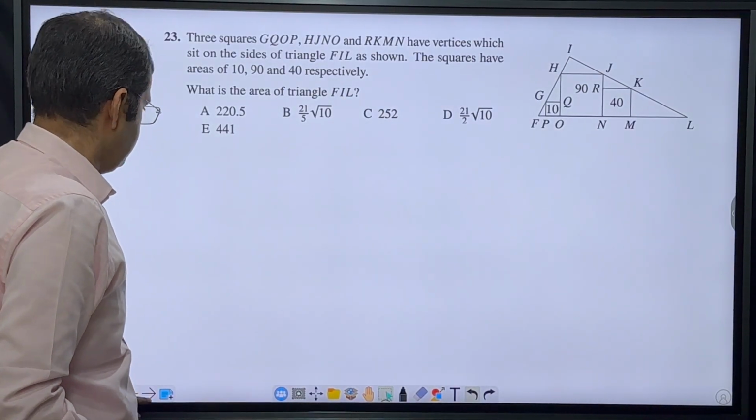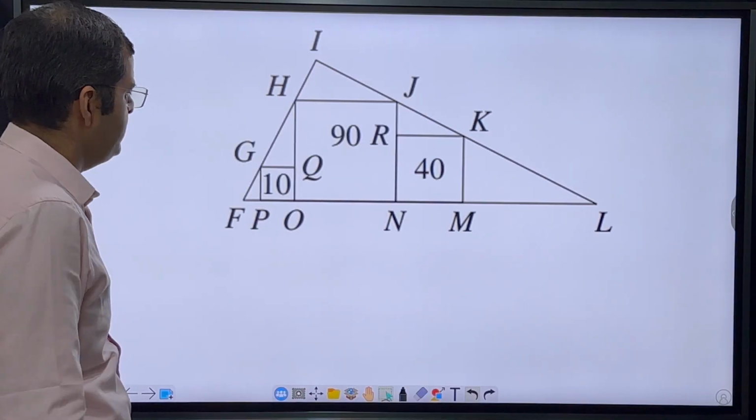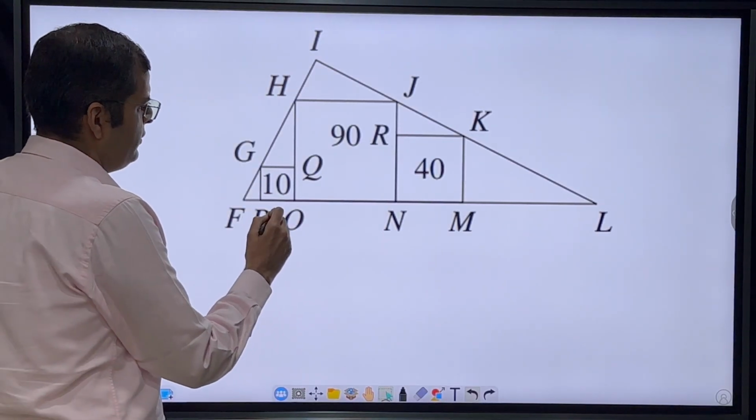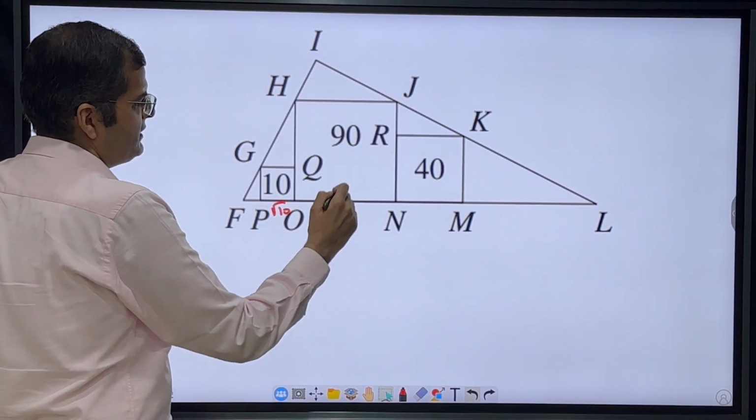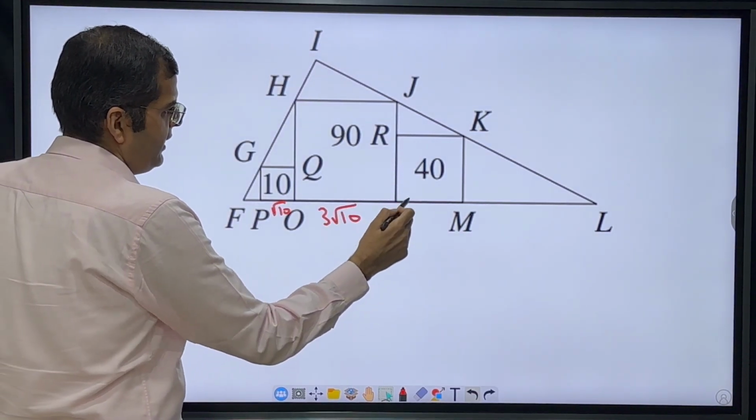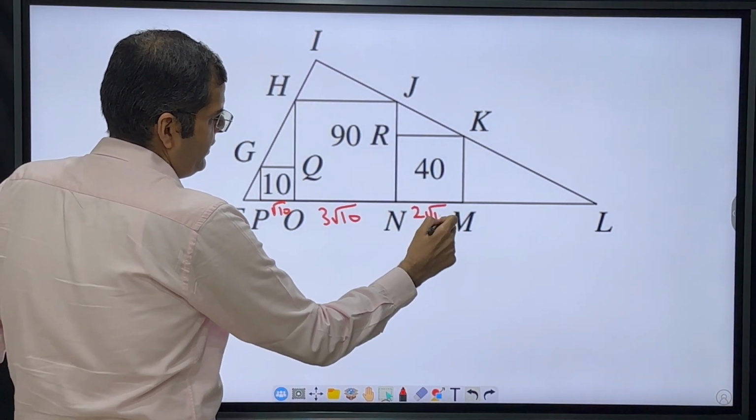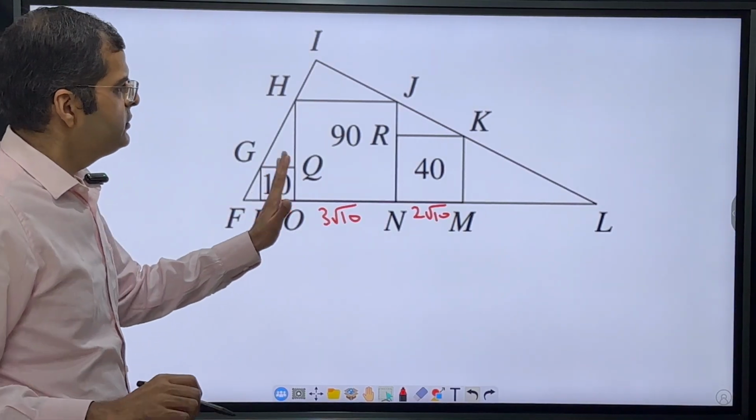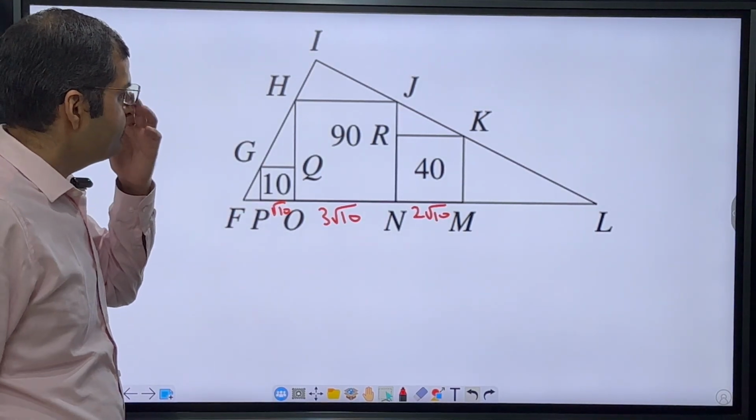So what I have done is I have made the figure enlarged here. If this is 10, the side of the square is root 10. If this is 90, the side of the square is 3 root 10. And if it is 40, the side of the square is 2 root 10. Okay, so I know now the sides of the squares.